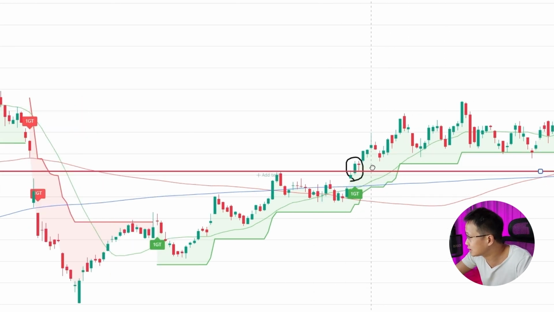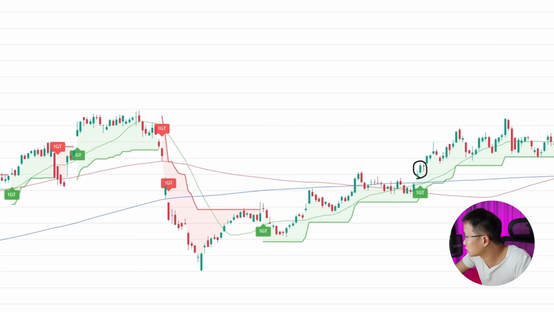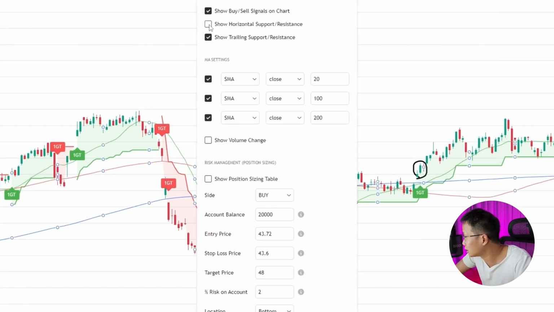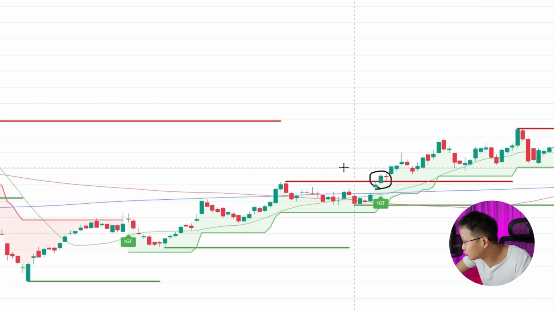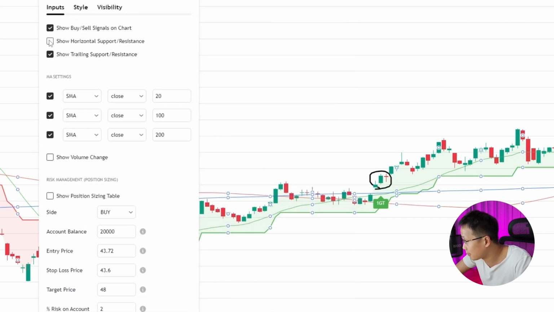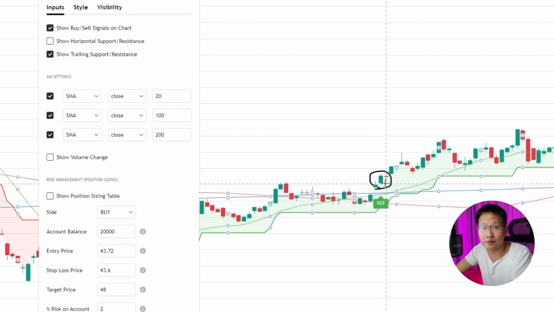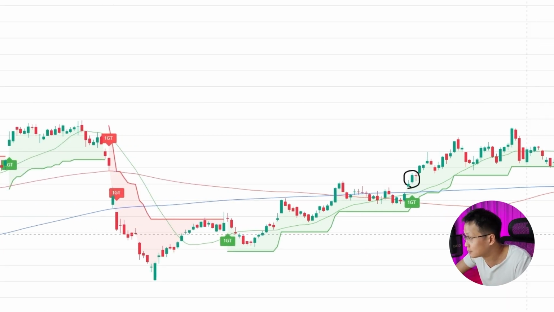This is a resistance line that I've drawn, but in fact I can also turn on what we call the horizontal support and resistance. Let me turn it on. There we go. Can you see, guys? There's this red line that comes out. Let me just show it to you again. I can turn it off, and on, and there we go. There's this red line right over here. Of course, I drew it previously, but if we click on a button, we could actually turn on the horizontal support and resistance. So that's the reason why this bullish signal comes out.